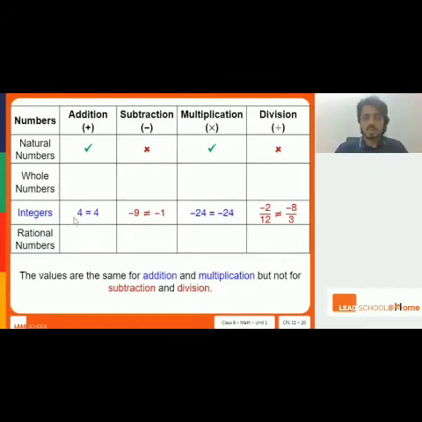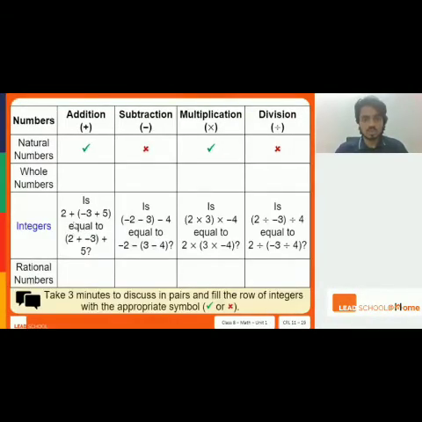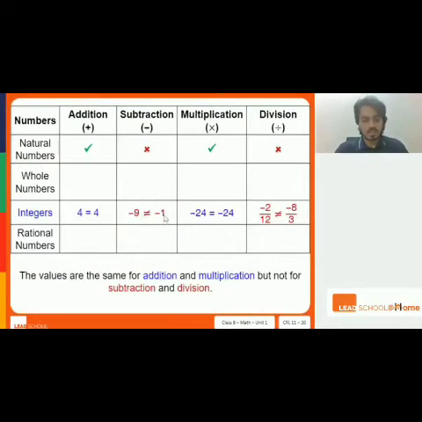So again, for integers we see that the answer is equal in addition. 4 is equal to 4. So if I do this addition in this order or in this order, the answer is same, that is 4. For subtraction, the answer is not equal. In one case it is -9 and in other cases it is -1. For multiplication, the answer is equal, and for division it is not equal. So the values are same for addition and multiplication, but not for subtraction and division.